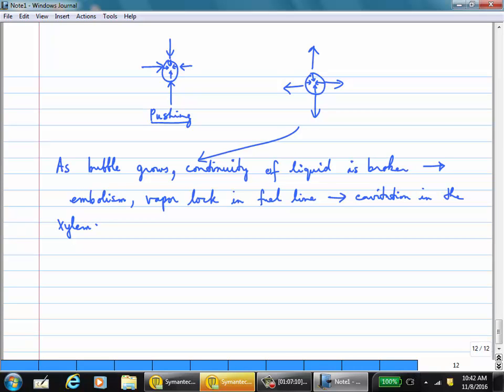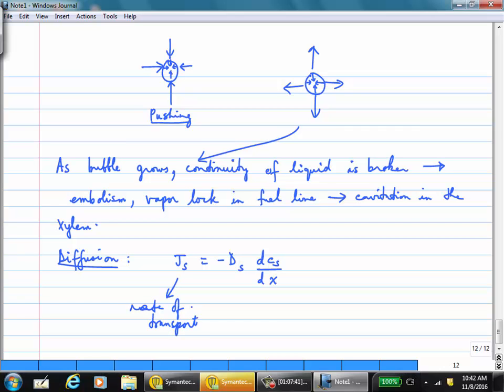So next we will look at different ways by which molecules can move about. The first one is diffusion. Diffusion will take place in response to the concentration gradient, and the formula for diffusion is Js equals minus Ds dCs/dx, where S is the solute that you're looking at. Js is the rate of transport, Ds is the constant of proportionality, and this is the concentration gradient.